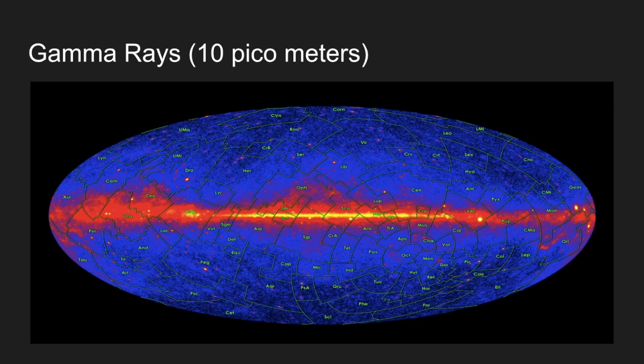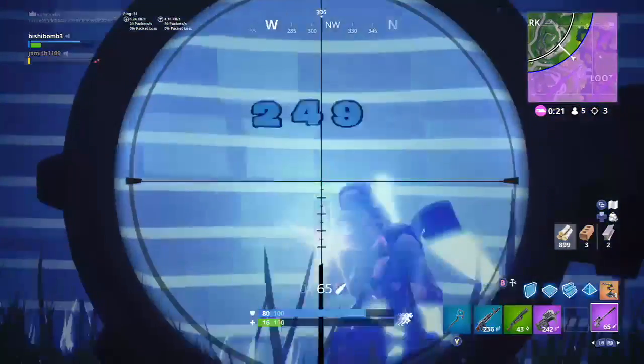The seventh and final wave in the electromagnetic spectrum is gamma rays. Gamma rays are the highest of the EM radiation and typically have energies greater than 100 keV, frequencies greater than 10 to the 19th power megahertz, and wavelengths less than 10 picometers.